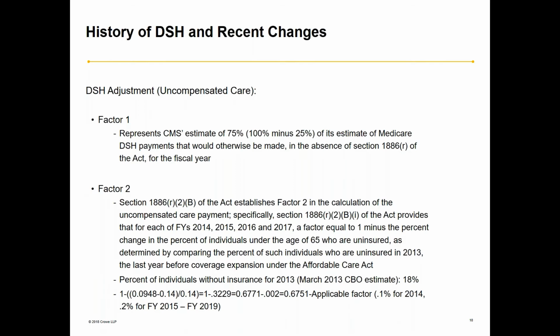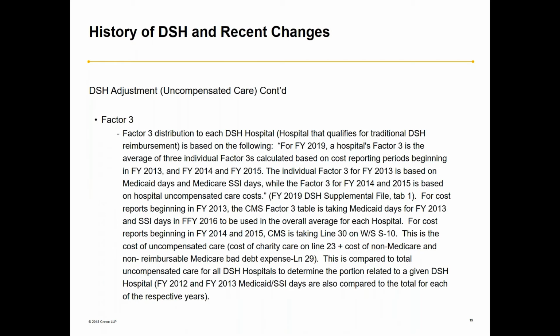Then factor 3 is really the factor that's been in the news, that's making all the noise and all the highlights. So this factor 3 is the hospital specific portion of that uncompensated care pool. Based on this factor, hospitals get their share of that $8.2 billion. As I mentioned, in 14 through 17, that factor was based on low income days. So it was similar to how the SSI was calculated.